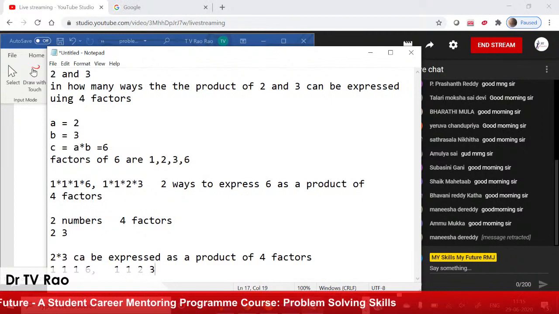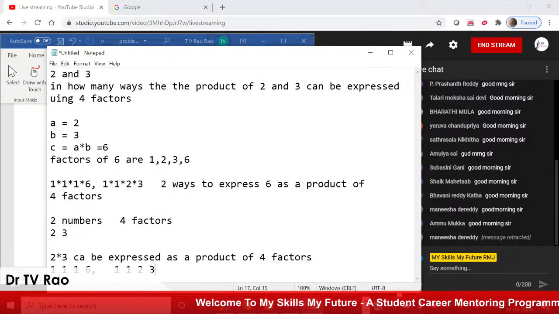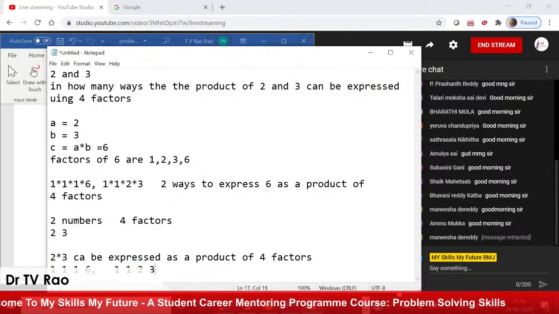So please let me know if you understand this or not. Manisha, please let me know if you understand this or not. Mukta, Subhashini, Sheikh, Amulya, Chandi Priya, Prashant Reddy. Did you understand or not, tell me. Please let me know.